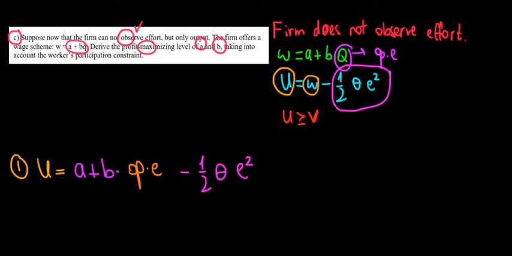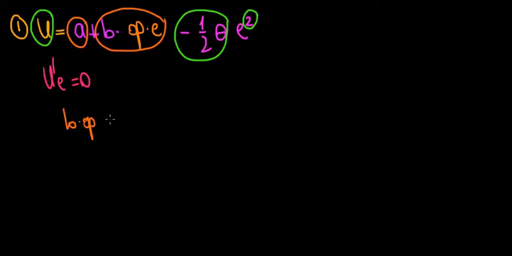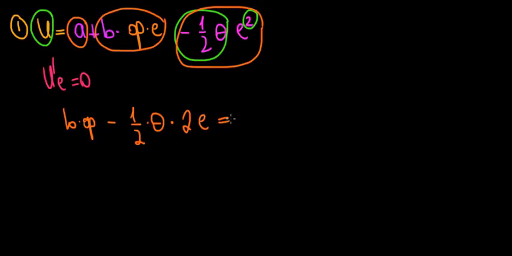We notice a quadratic relationship between the effort and the utility, because e is to the power of 2 with a negative coefficient. So again we're looking for the peak of that parabola, meaning we differentiate the utility function with respect to the effort level and set it equal to 0. How is that going to look? The derivative of A with respect to effort is 0 because it's a constant. The derivative of B times theta times e is B times theta, minus 1 over 2 theta times the derivative of e squared, which is 2e. This must equal 0.